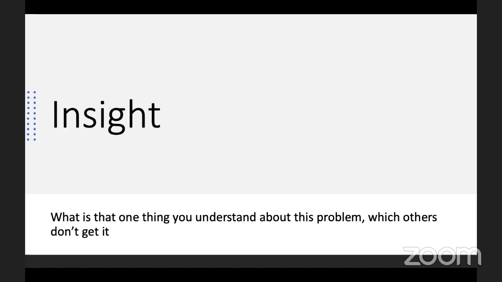In that case, you will be able to say that there is a part in this problem which I understand, but others who are practicing don't understand it. If you have an insight like that, which is very unique and which is a very different perspective from what others are not seeing, this might give you an unfair advantage. This might be because of your expertise, because of your research area, or because of your own passion for a specific area.